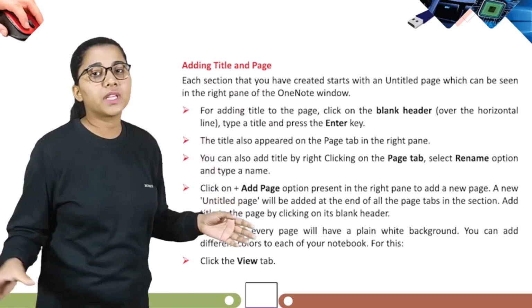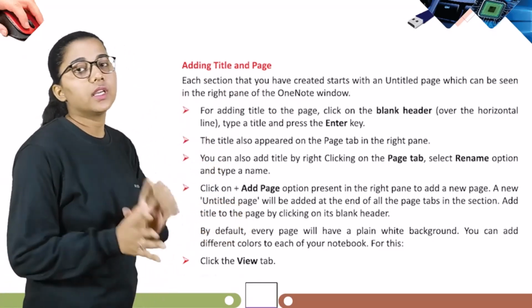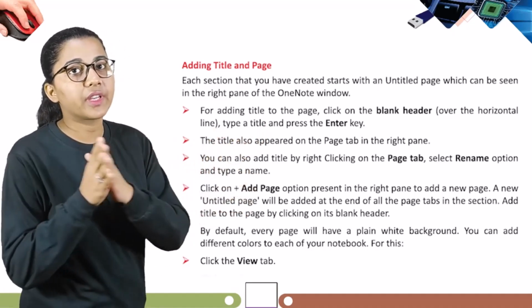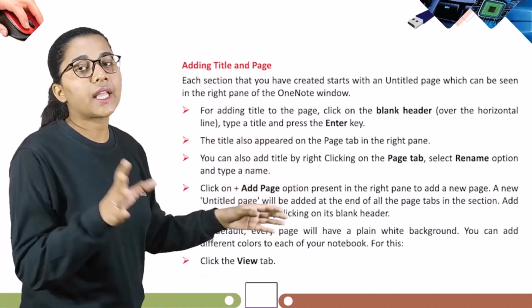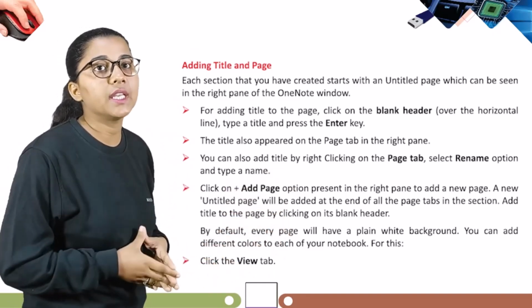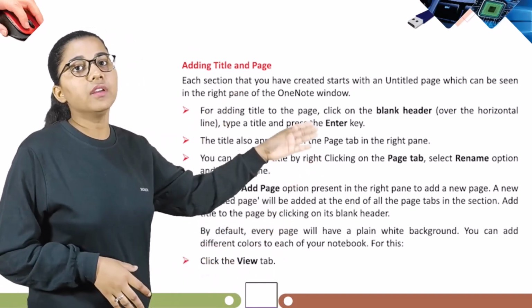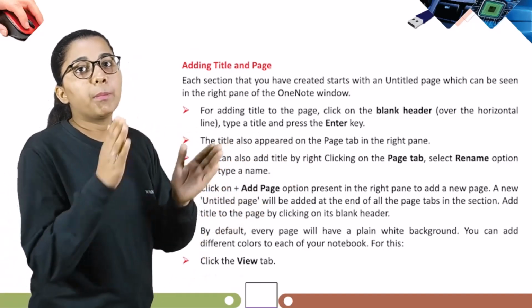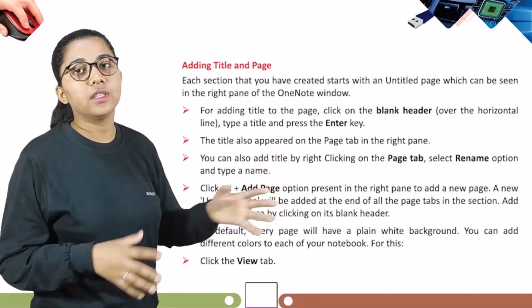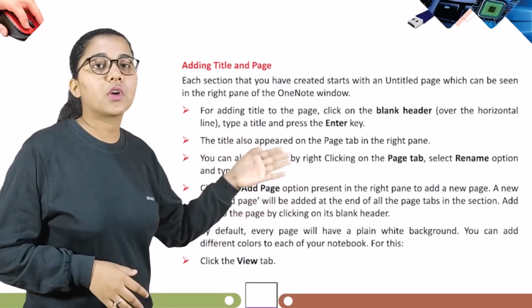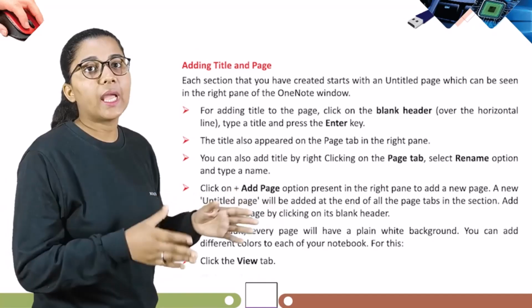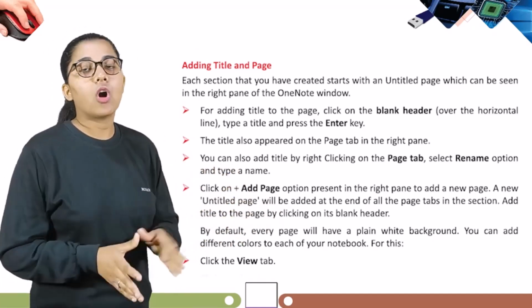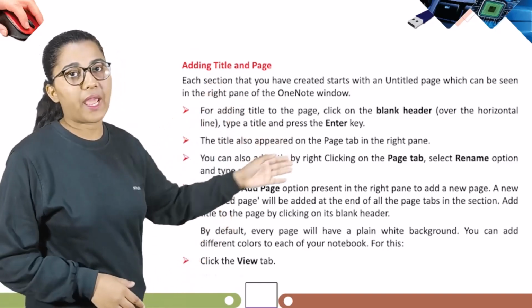Now students, let's start our new topic, that is adding titles and pages. How will you add more pages or titles in OneNote? We are going to learn about it in this topic. Each section that you have created starts with an untitled page which can be seen in the right pane of the OneNote window. So first, for adding the title to the page, click on the blank header, that is over the horizontal line. Then type a title and press the enter key. The title also appears on the page tab in the right pane.